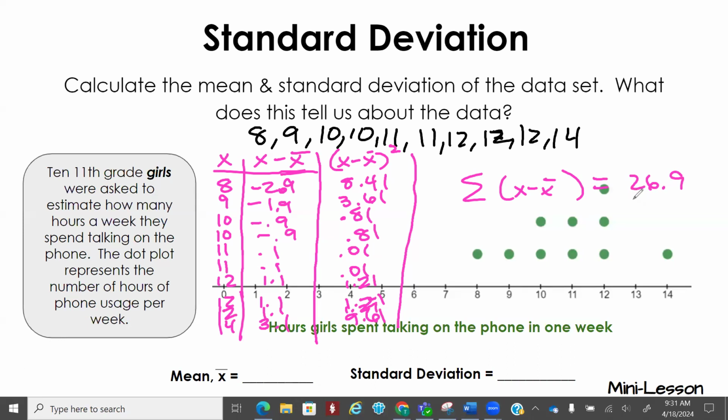Now we're still not done. Yeah, we've got to divide it by the number of numbers. So how many numbers did we have? 10, right? Okay, so 26.9 divided by 10, and we're still not done. We've still got to take the square root of that guy. Yes. So it's 1.64.